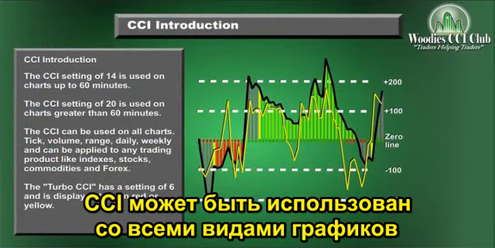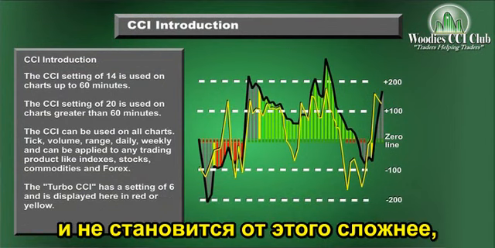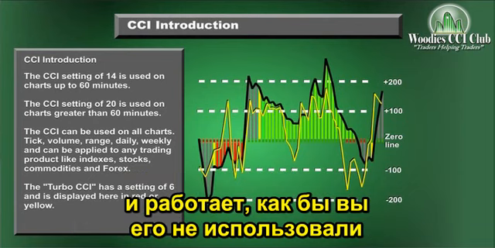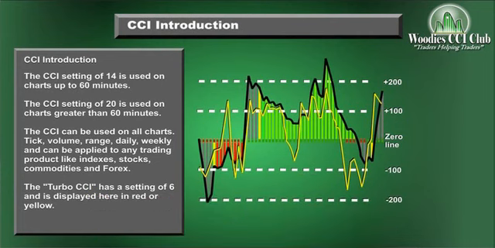The CCI can be used on all kinds of charts, as it says right here. We can use it on tick, volume, range, daily, weekly. It doesn't make a difference, and it can be used on any kind of index, stocks, commodities, futures, forex, whatever you want to use it for. It's the same settings for any trading vehicle.